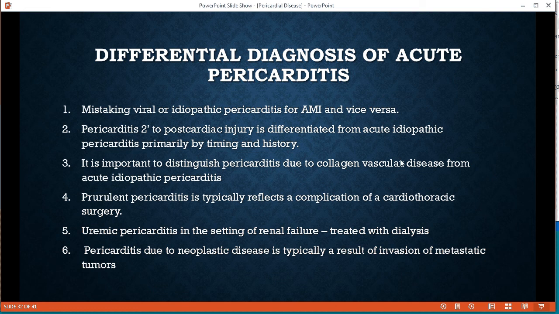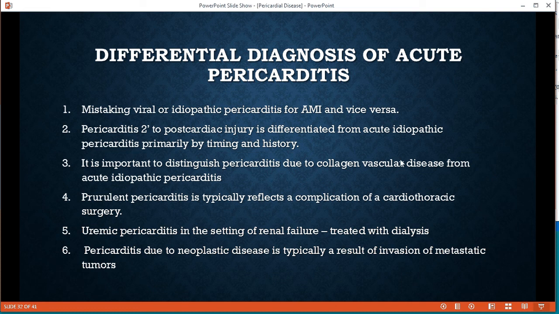So when you're thinking about developing your differential diagnosis of acute pericarditis, your book pulls up some very important points that I want to make sure you take into account. One, you want to be careful about mistaking an acute MI for viral idiopathic myocarditis or pericarditis. When somebody presents with pericarditis versus MI, and you're initially presented with this patient complaining of chest pain, your history becomes very important.